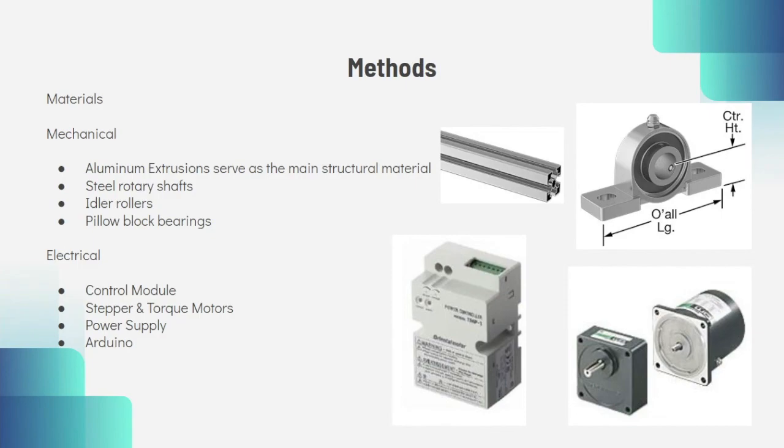Most other large repeating components such as motor mounts, mounting plates, spacers, and brackets were also aluminum. The only steel components are the rotary shafts made from 1045 steel to ensure proper straightness, the idler rollers, and the pillow block bearings. For the electrical components, the two motors used for the control system are a stepper motor and a torque motor. The stepper motor allows for fine-tuning of the system speed, while the torque motor allows for the tension control across the substrate.